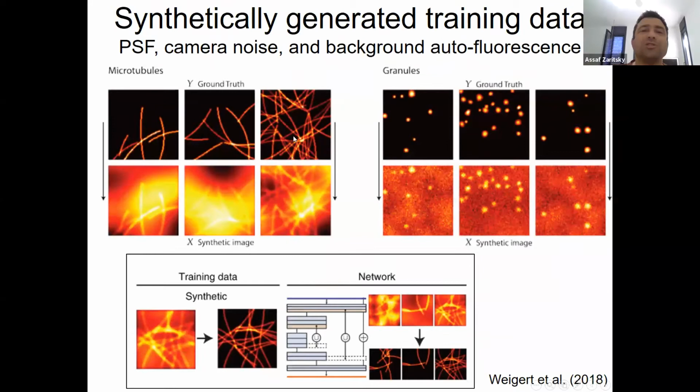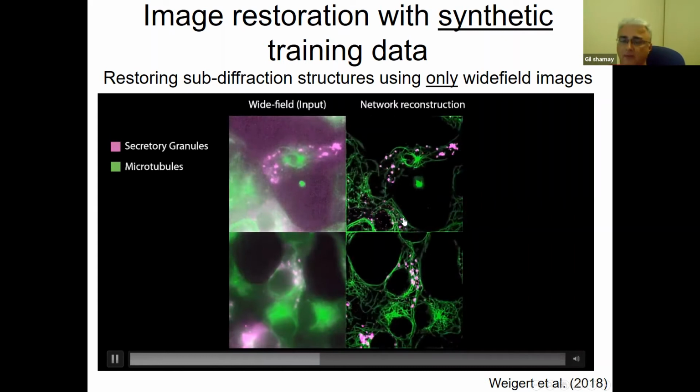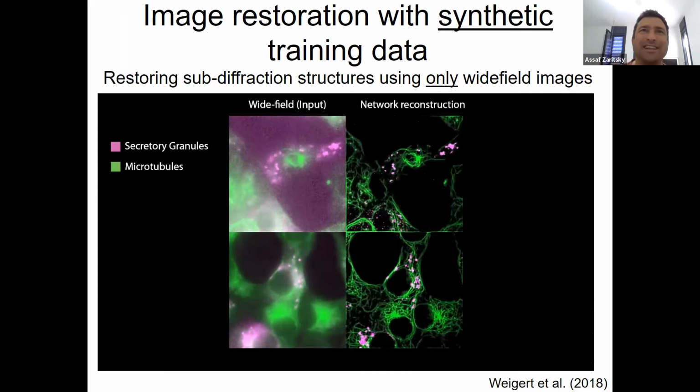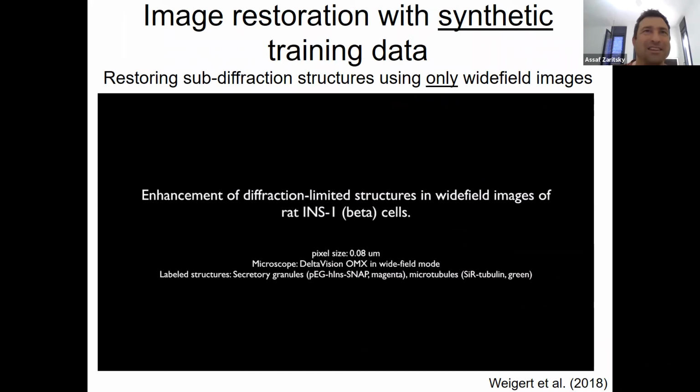These are experimental images on the left, and on the right, these are reconstructed images, which we don't know if they are real. It looks real. Well, you don't know, but I can tell you that it looks pretty real. And this is another problem that we can talk about: if it looks real, is it real, or maybe the network is imagining some stuff? But we'll talk about it a little bit later.